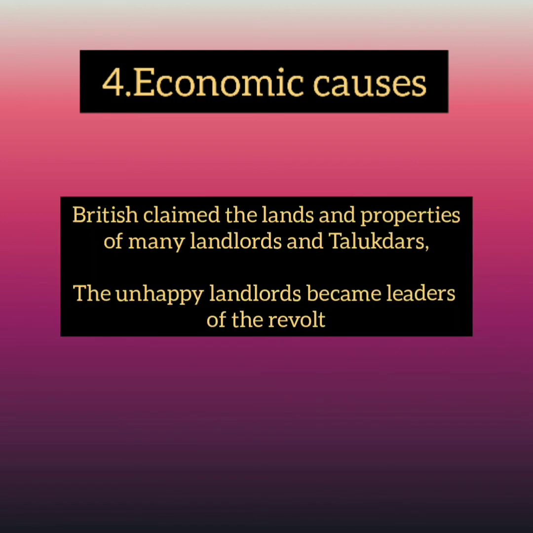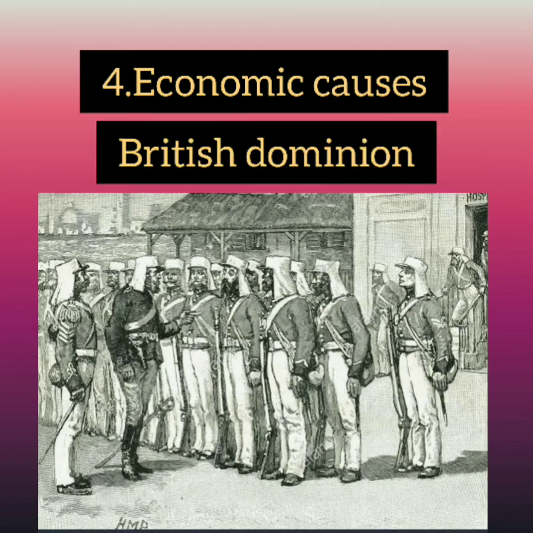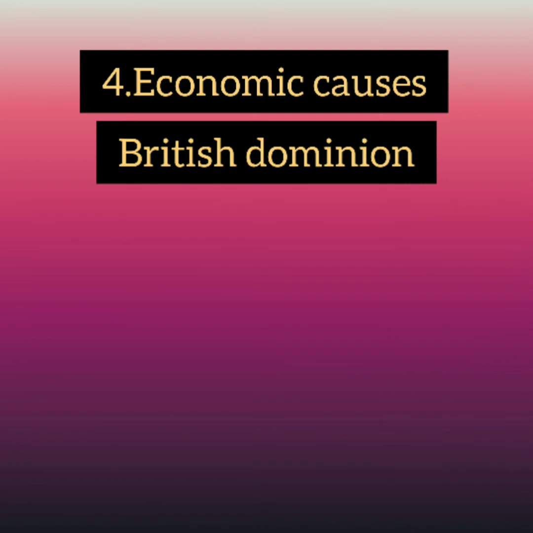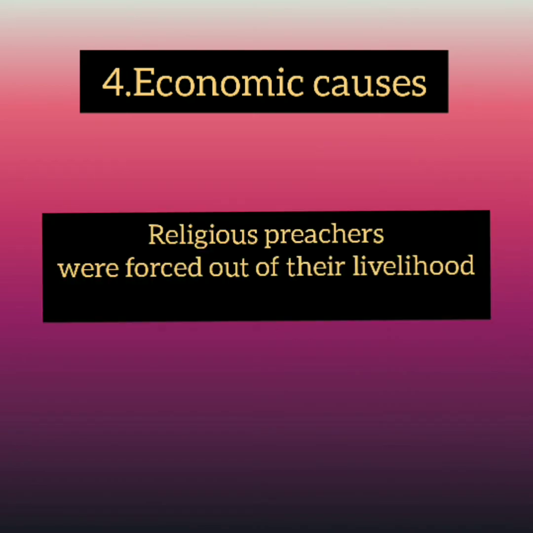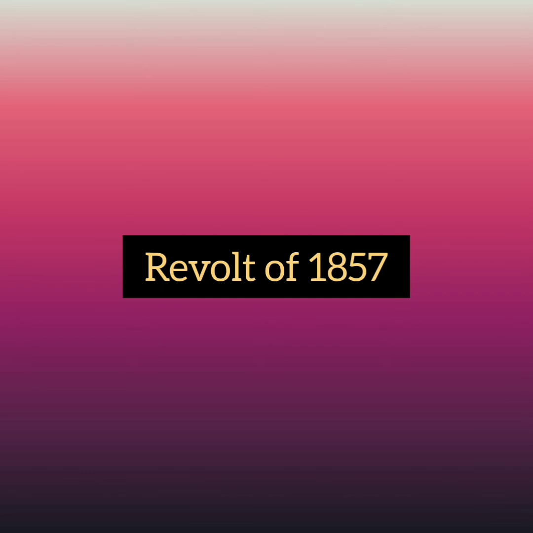Another reason is that the British claimed the lands and properties of many landlords and talukdars, especially those of Oudh. This made the landlords unhappy. These unhappy landlords became leaders of the revolt of 1857. Another reason is that thousands of soldiers under the employment of the native states became jobless when the states were annexed to the British Dominion. Even religious preachers were forced out of their livelihood with the extinction of native kingdoms. Thus, the people who were affected rose against the British. This was another cause of the revolt of 1857.